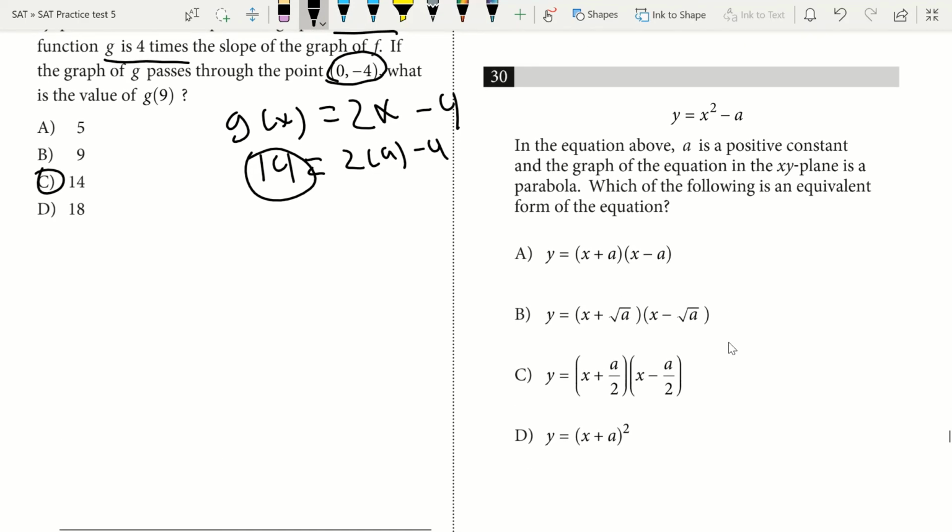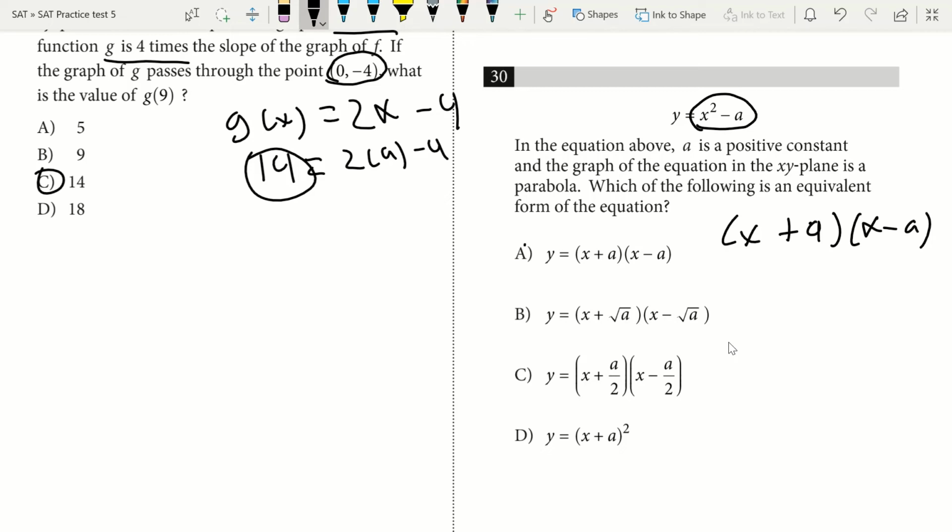All right, in the equation above, a is a positive constant, and the graph of the equation in the xy plane is a parabola. Which of the following is an equivalent form of the equation? When I see this, I'm looking for the difference of perfect squares, right? I'm looking for an x plus a number, we'll just pick one, so we're looking for x plus a constant times x minus a constant.